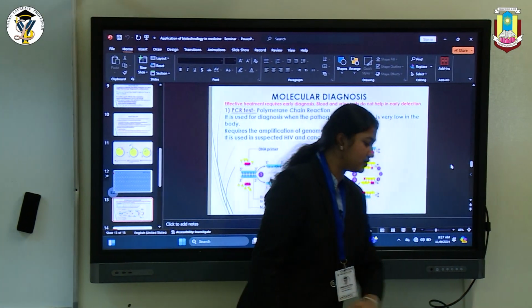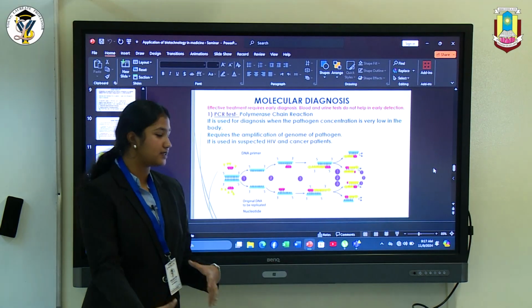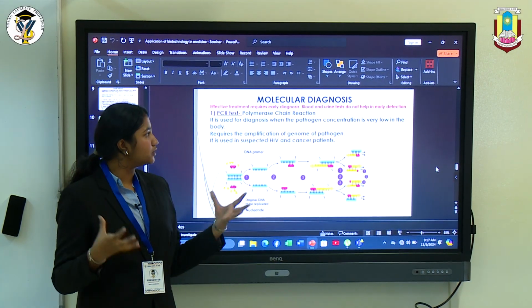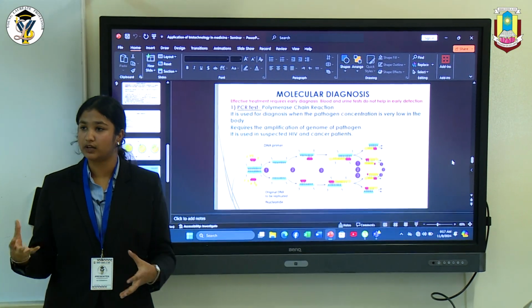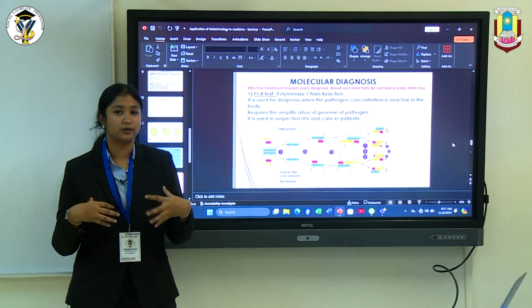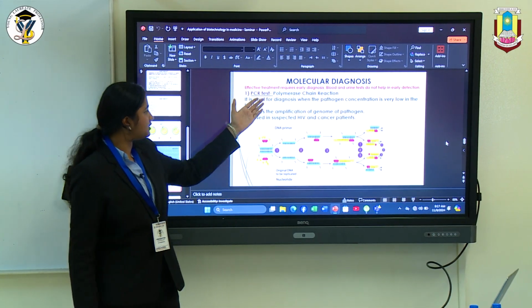Next is molecular diagnosis. Molecular diagnosis means different tests to diagnose diseases at an early stage. Because normally by the time we suspect something is wrong, the concentration of the pathogen in our body would be very high. So the PCR test is the first one.